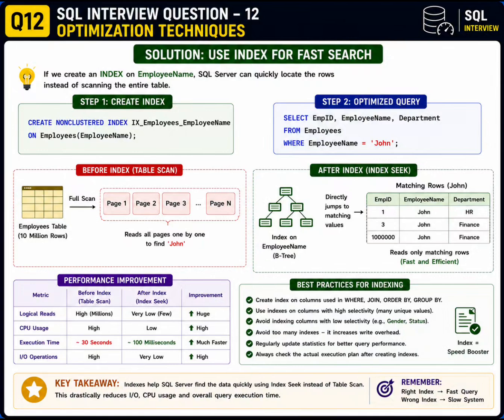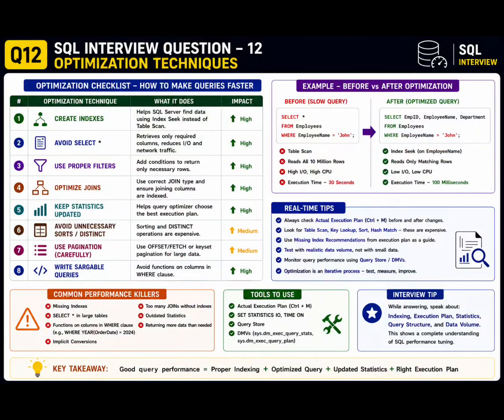Here is an optimization checklist. Whenever a query is slow, check the following. Create proper indexes, that is the number one optimization technique. Second, avoid select star, so only select required columns. Use proper filters, that is, filter data as early as possible. Optimize joins, ensure join columns are indexed.